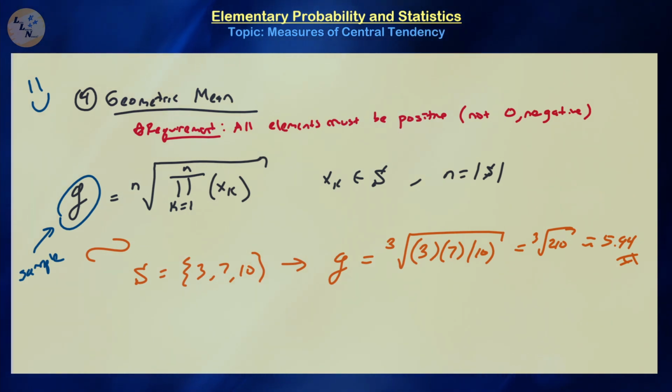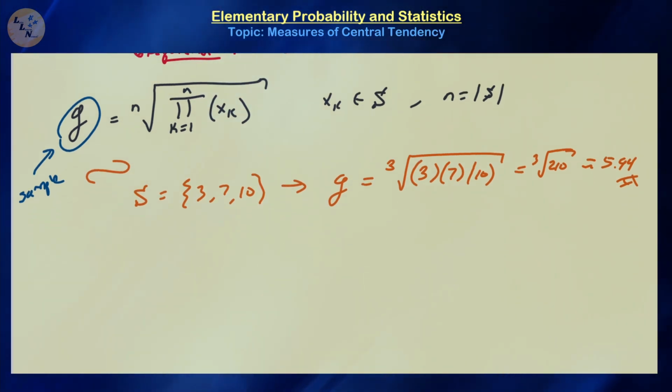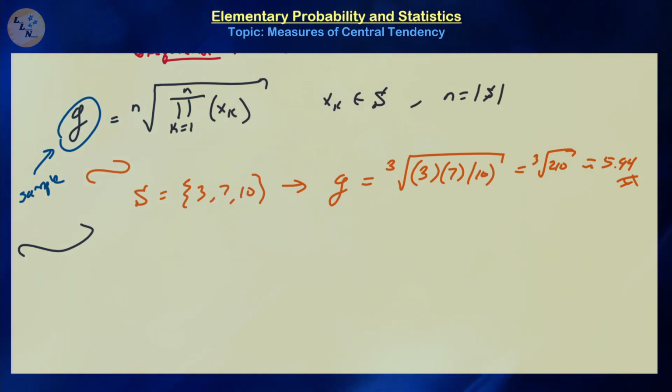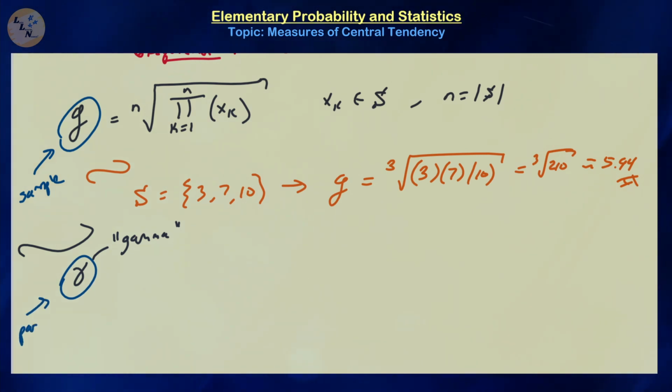And what if we want to find the geometric mean of a population? Would that be any different? And the answer is no. But you would most likely use a different notation, because usually statistics and parameters represent totally different ideas, even though one is an estimate of the other. So we're going to be using the Greek letter gamma to represent the geometric mean of a population. Okay, so this is going to be a parameter for a population.